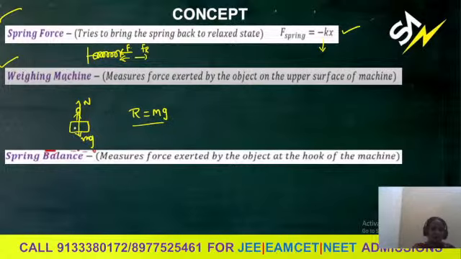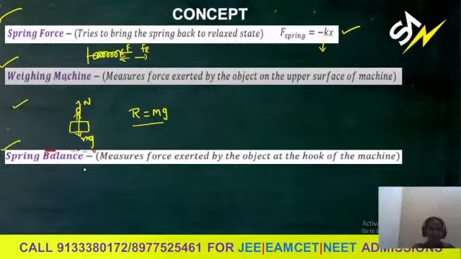In this situation, if the weighing machine or the person which is placed in the lift, if the lift is accelerated up or downwards, then we can find the apparent weight of that person as the lift is accelerating. We will look into those situations also.